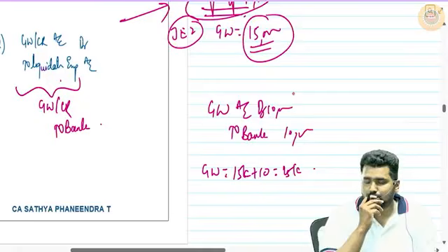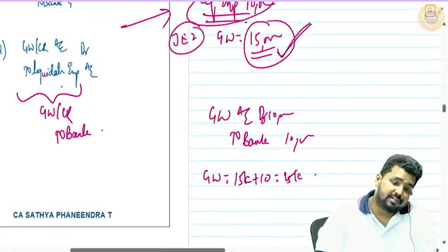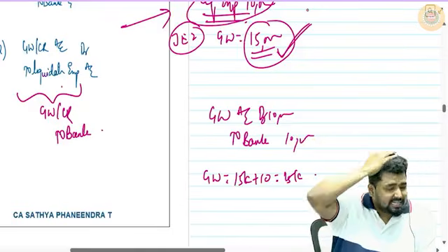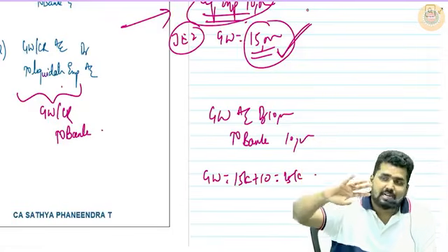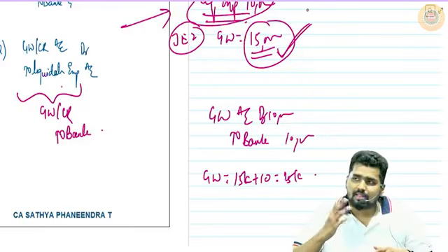How much goodwill do we have to show? 25. Why, sir? Already you are paying more. Now, even after paying more, once again that expense you are paying on his behalf means that also you are paying. Why do you have to pay for him? He should pay, no? For that you are paying.